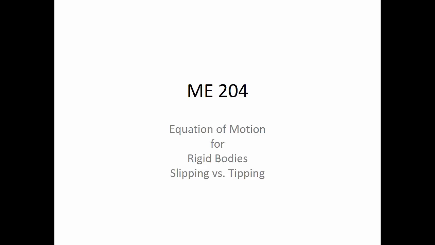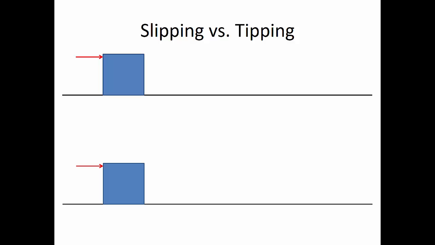ME204, Equation of Motion for Rigid Bodies, Slipping versus Tipping. Sometimes there are some special cases that we need to consider when we're dealing with force equals mass times acceleration. In this case, we've got a situation where we've got to decide whether a box is going to slip or whether it's going to tip.